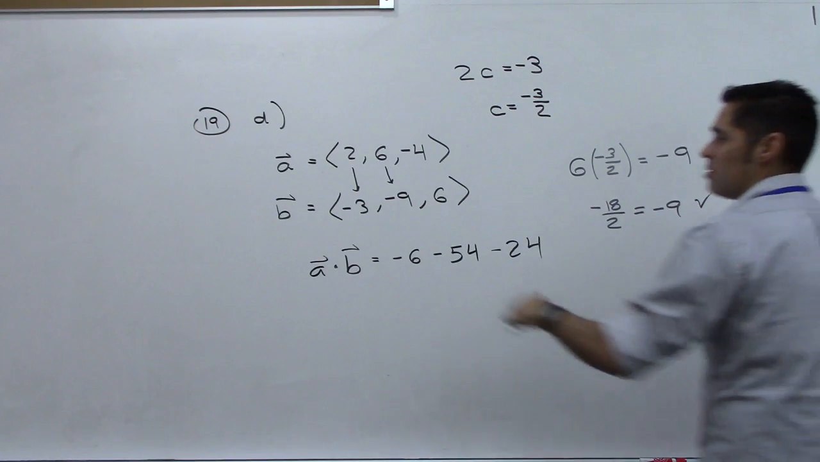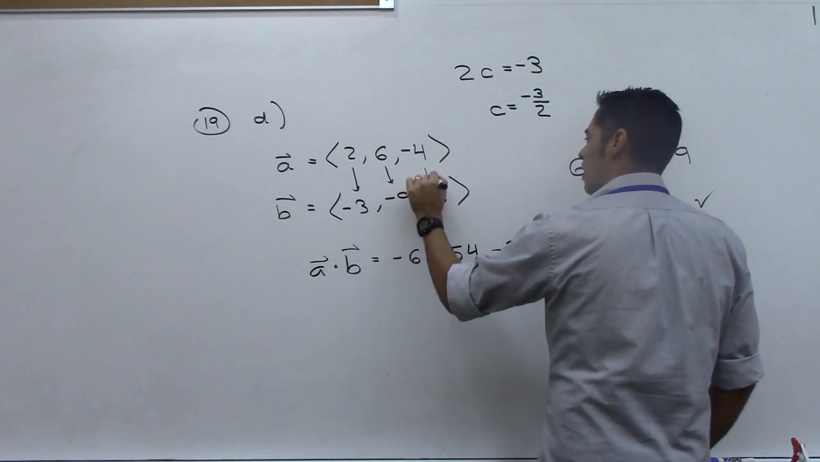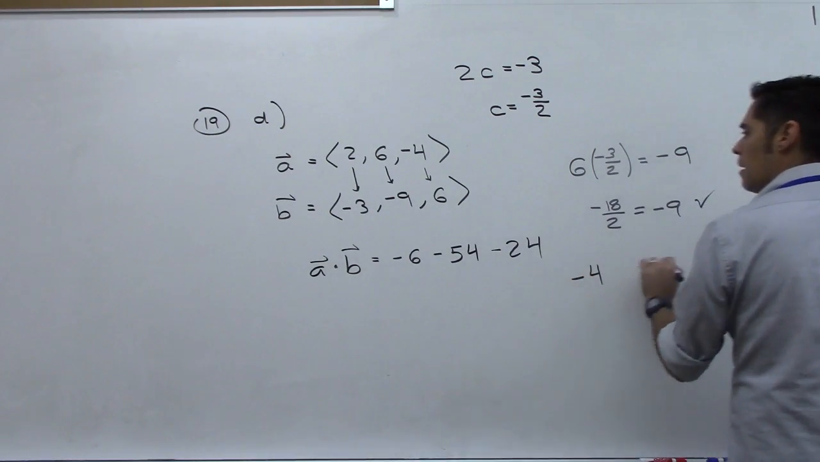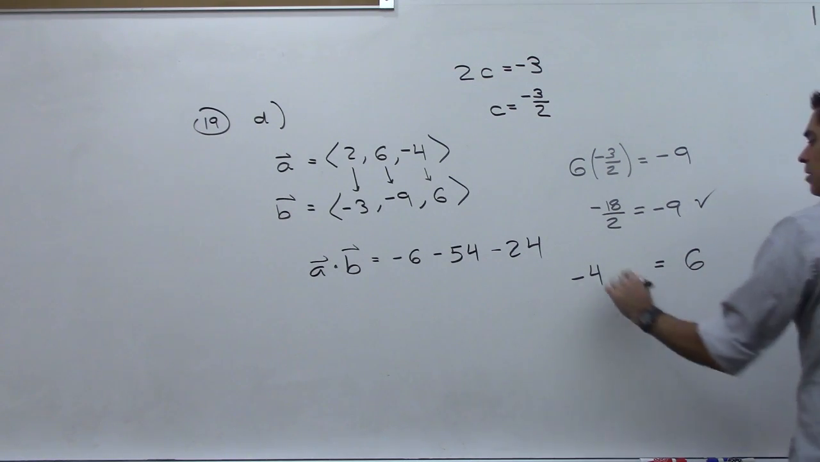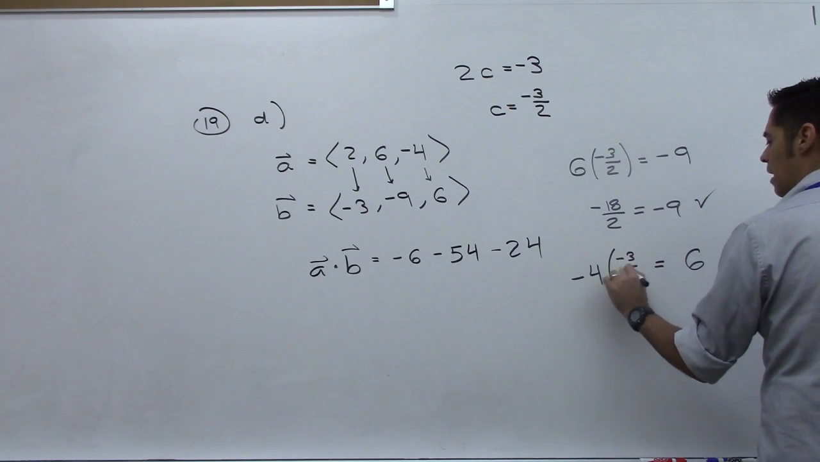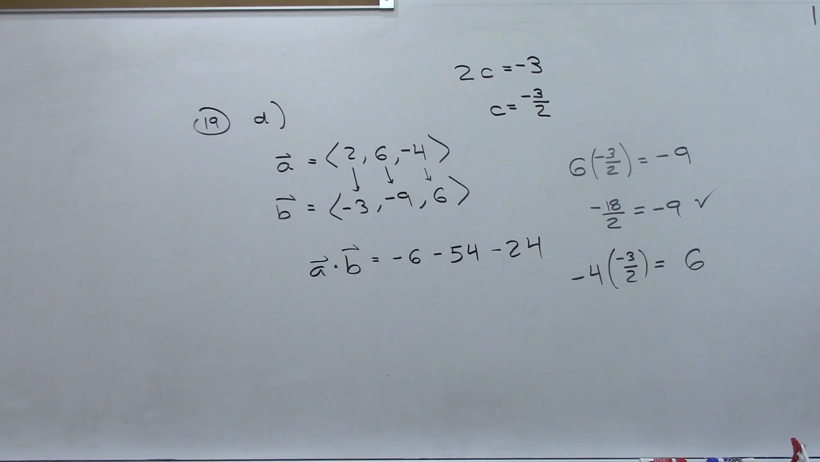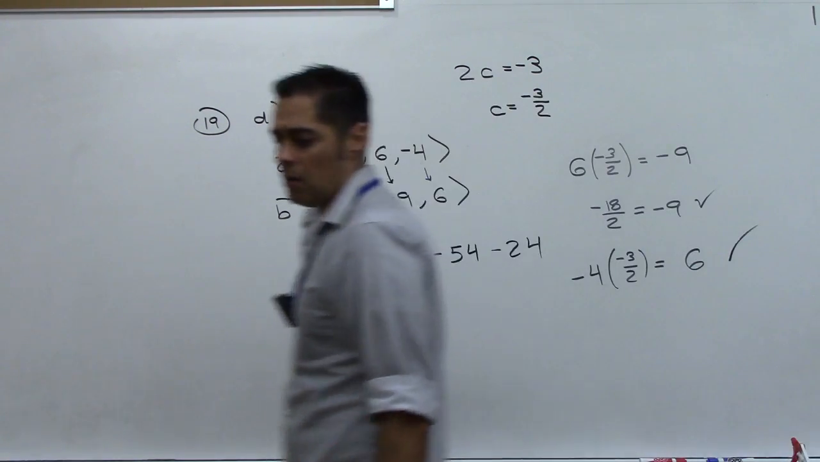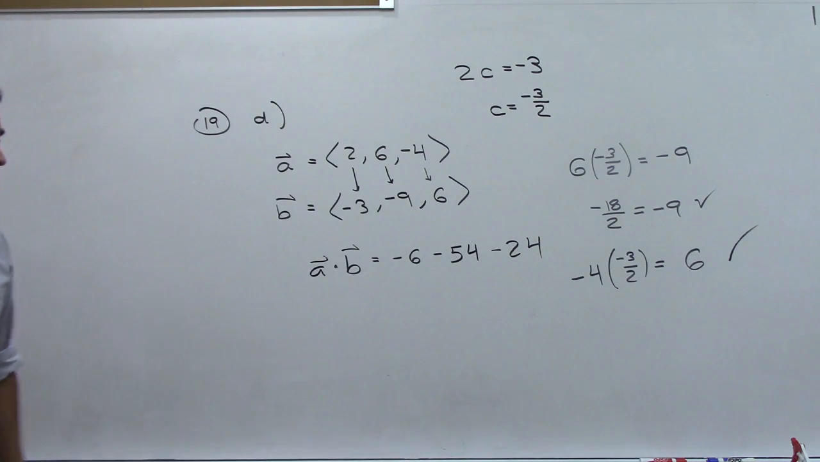So I know I'm going to be able to turn the 6 into a negative 9, and then I need to check, can I turn the negative 4 into 6 also? So by scaling by the same thing, negative 3/2. And check it yourself, that's 12 over 2, that's 6, that works. So they are parallel because they are scalar multiples of one another.